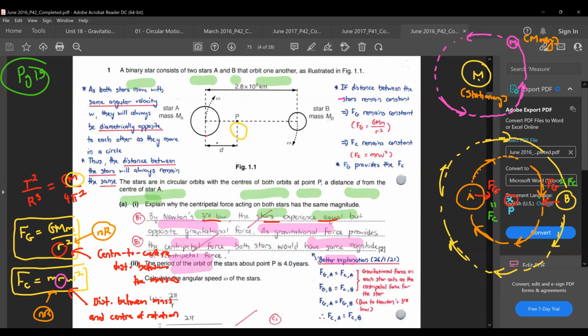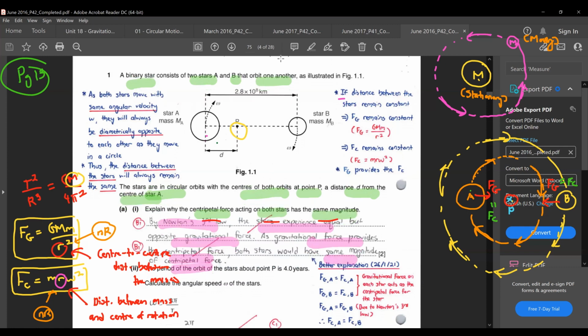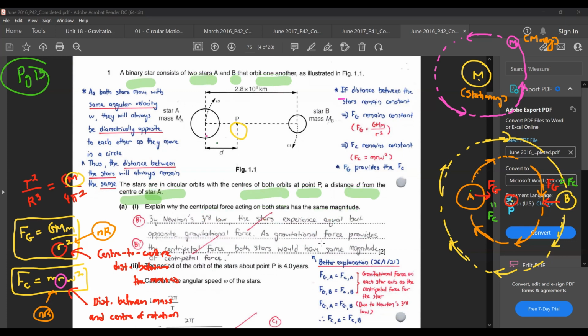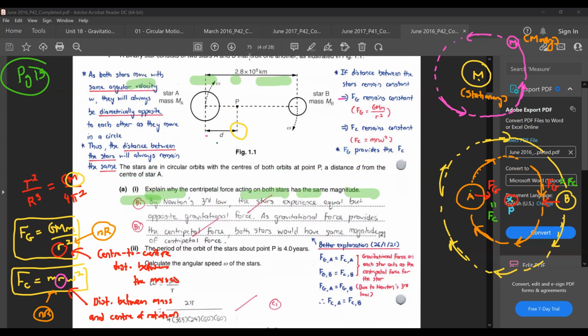If you want another, different explanation and you want to see it in the form of an equation, it's possible. You just look at the statement on the corner here. Again, this one was updated quite recently, I think last year. Now you can just think of it as this. Gravitational force on star A is the centripetal force on star A. Gravitational force on star B is the centripetal force on star B.